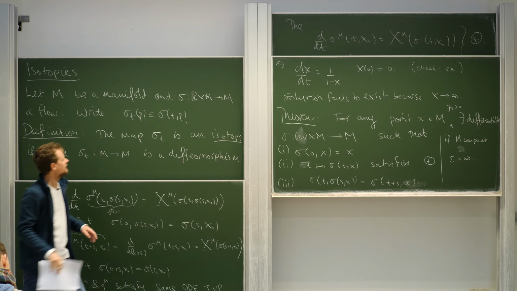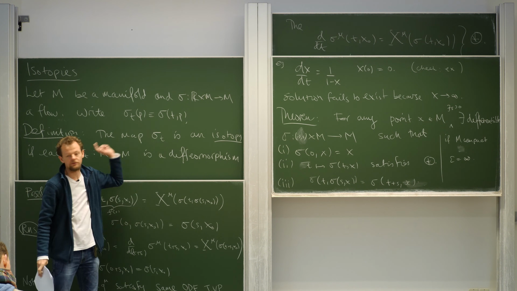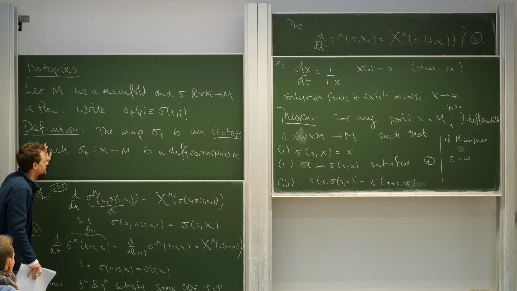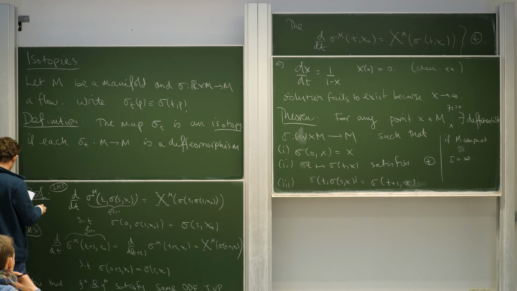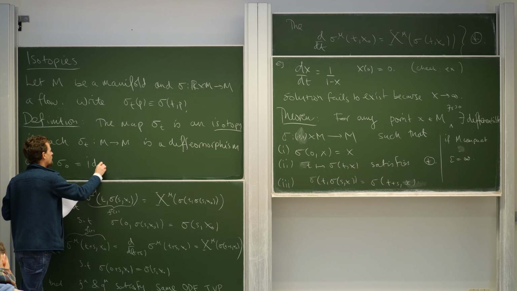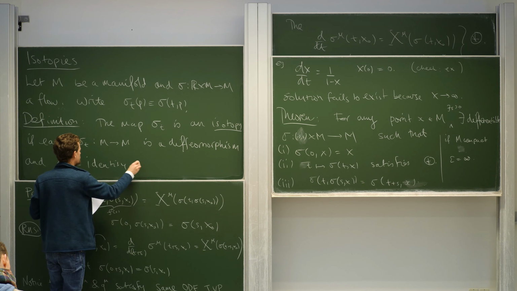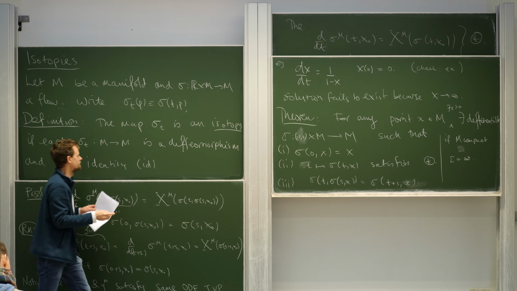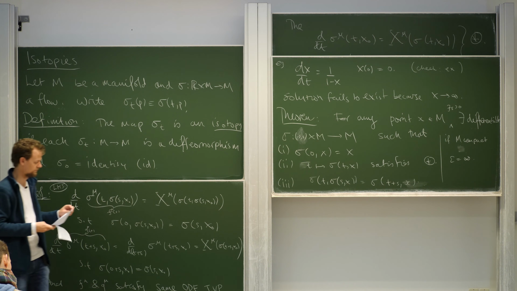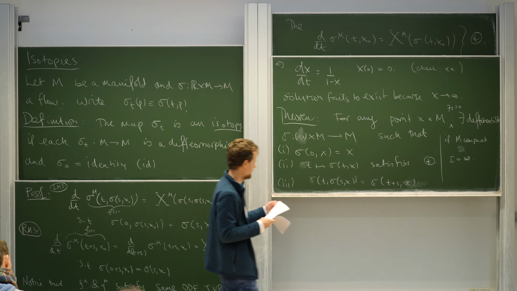An isotopy if this map here is a diffeomorphism for all t. So obviously that means it's got to exist for all t. And when t is naught, this thing is the identity. The do nothing map.